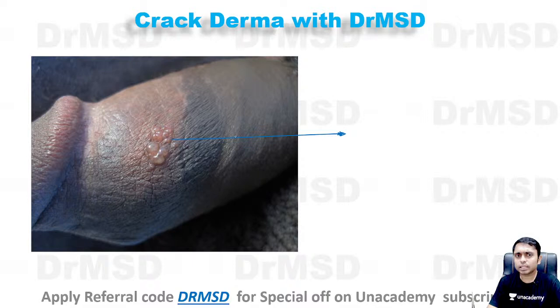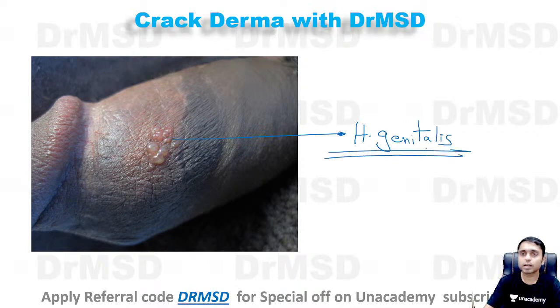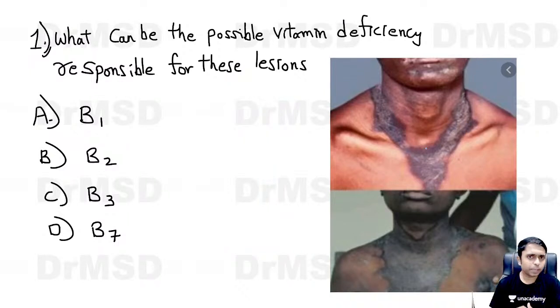Yes, over the shaft of the penis, you are able to see some grouped vesicles over an erythematous base. So this is herpes simplex virus 2, which is causing herpes genitalis. Herpes genitalis. Right. Now please try to answer this question.